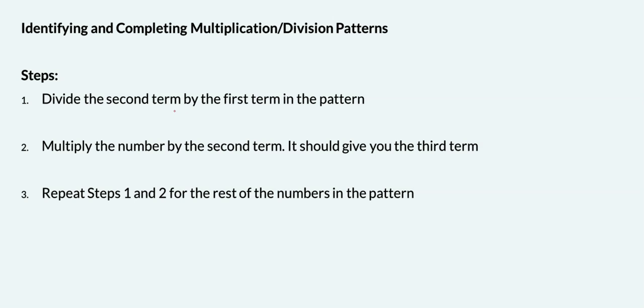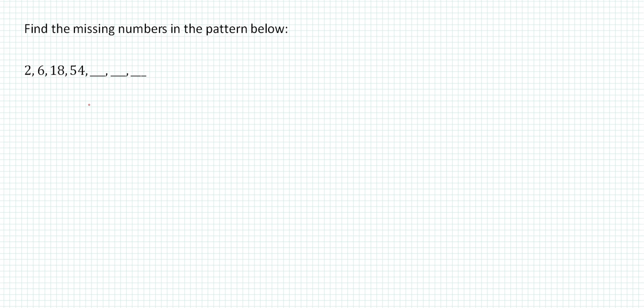The first step you want to do is to divide the second term by the first term in the pattern, and then you're going to multiply that value by the second term to give you the third term, and then you do that until you have completed the pattern that has been provided. Now we're going to look at some examples.